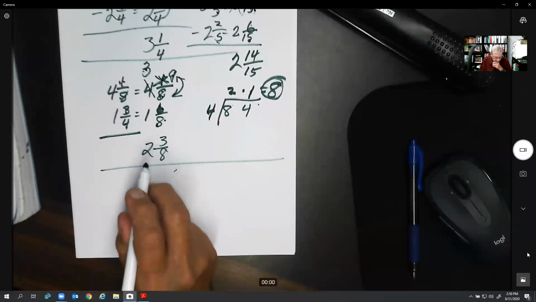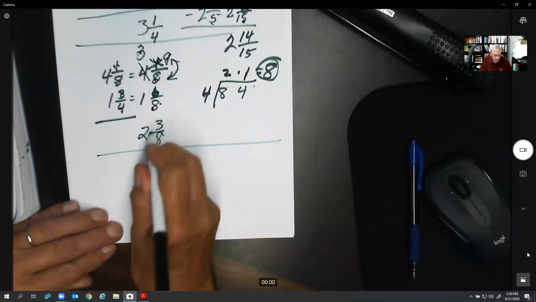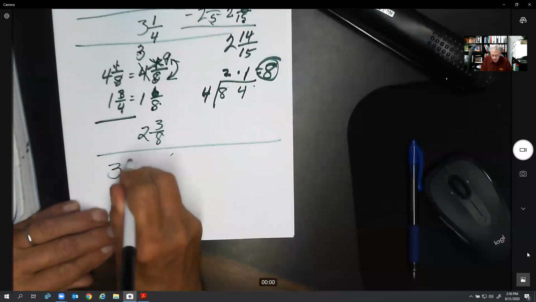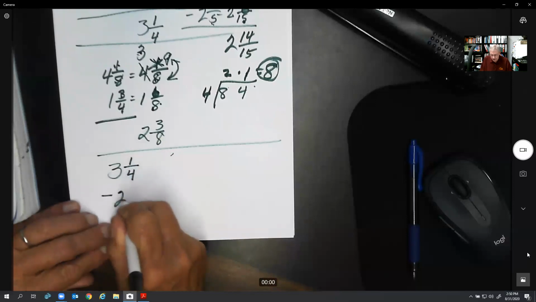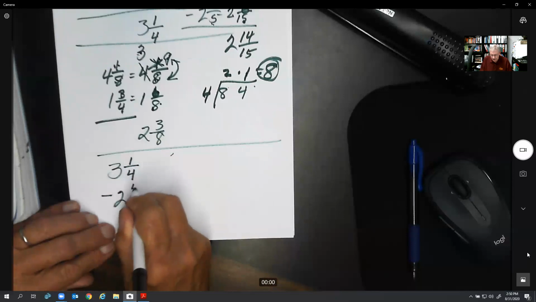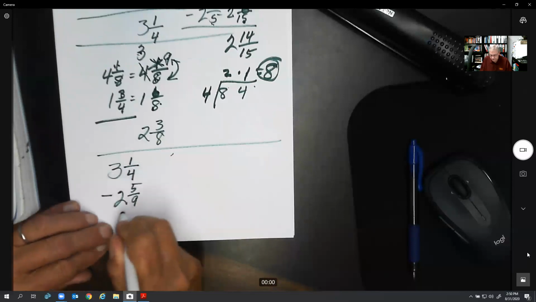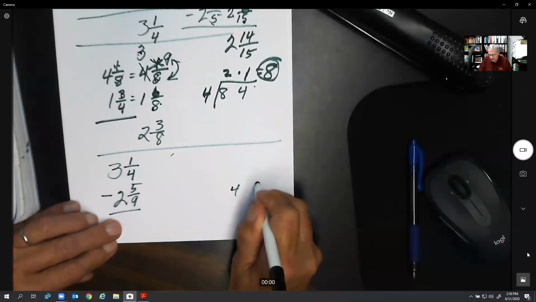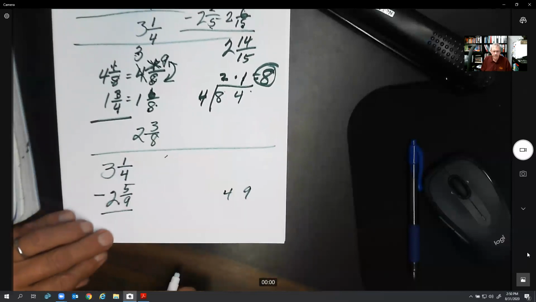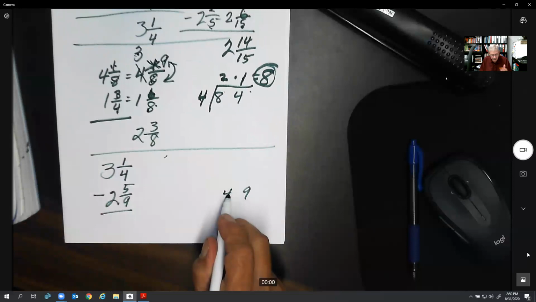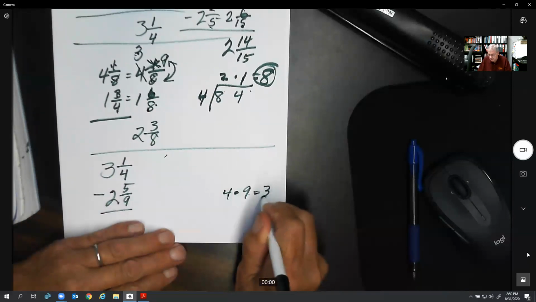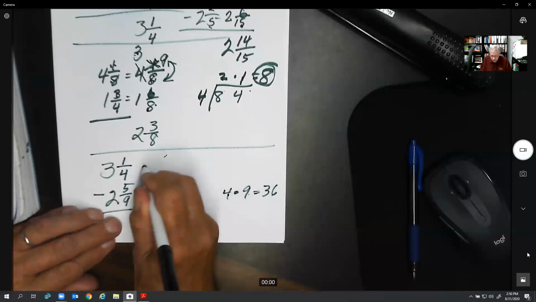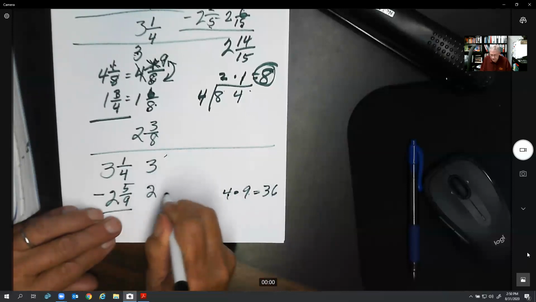Let's try this one. I don't know. 3 1/4, take away 2 5/9. 4 and 9. Did anything go into them? Well, you divide this by 2, but not the 9, so gotta times them. 36. And sometimes that's what you do. Bring over your numbers. 36.